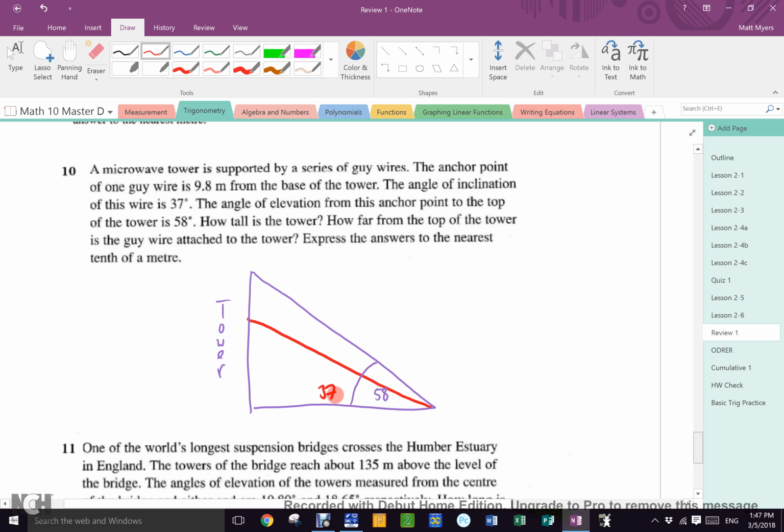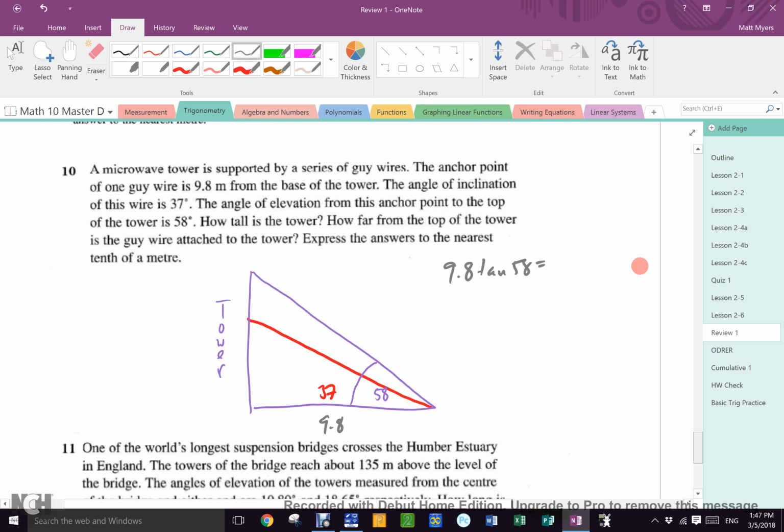I want to know 2 things. I want to know the height of the tower and the difference. What angle do I use to find the height of the tower? 58 or 37? 58. So, 58 is going to be tan. This is 9.8. Opposite over adjacent. So is it multiply or divide? 9.8 tan 58. That gets you whatever you need.